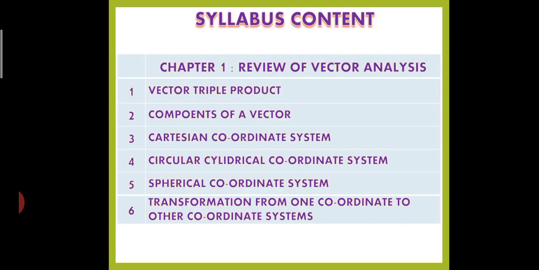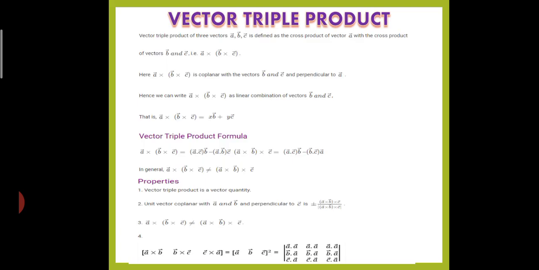Syllabus content: first is vector triple product, second is components of vector, third is Cartesian coordinate system, fourth is circular cylindrical coordinate system, fifth is spherical coordinate system, sixth is transformation from one coordinate system to another. Now, next, vector triple product.